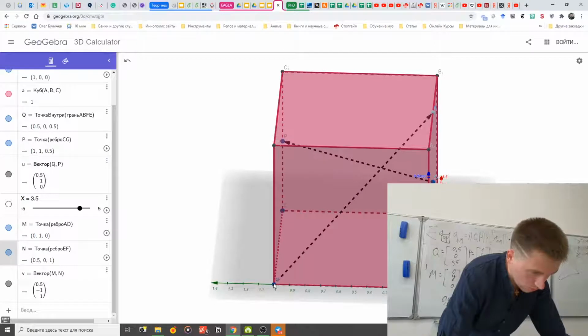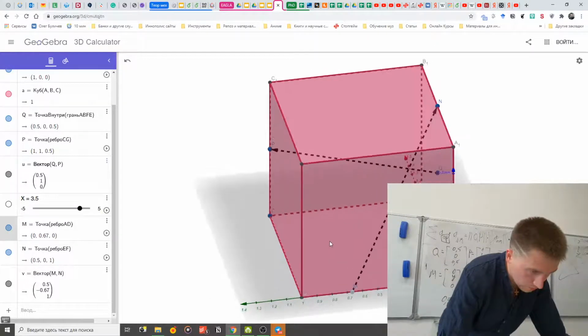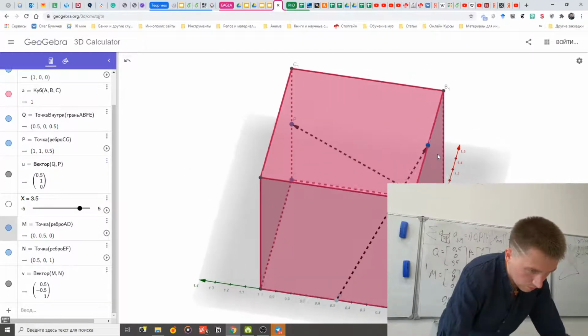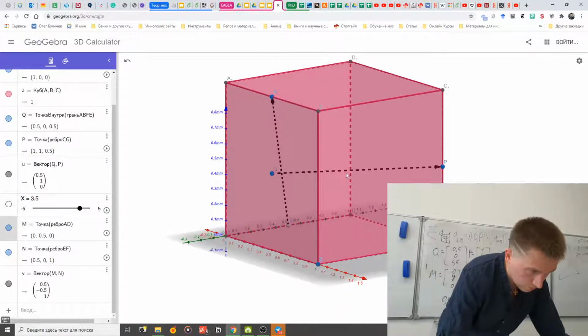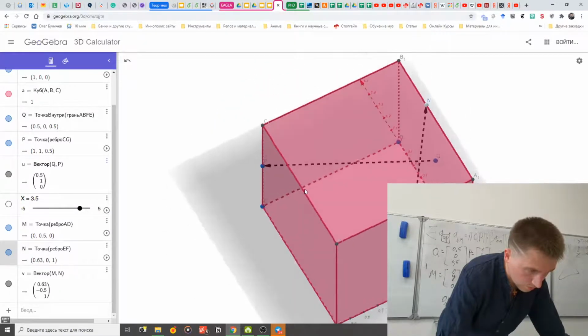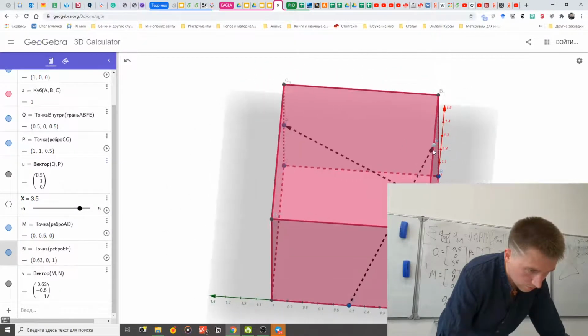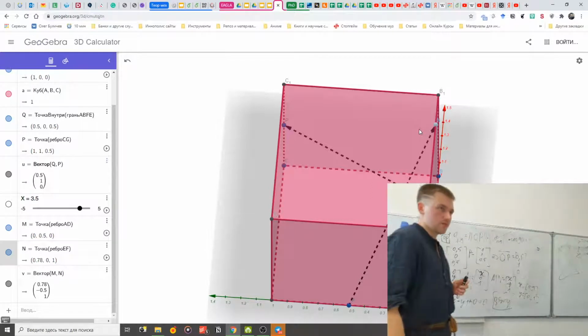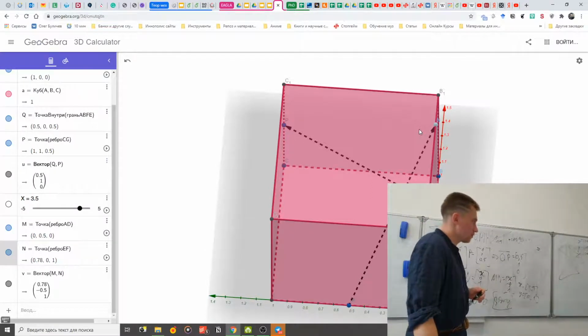Doesn't work. Maybe we need to check our coordinates. What do you mean? Check the coordinates of each point. Did we write it correctly? Nice idea. Right axis is the x axis.